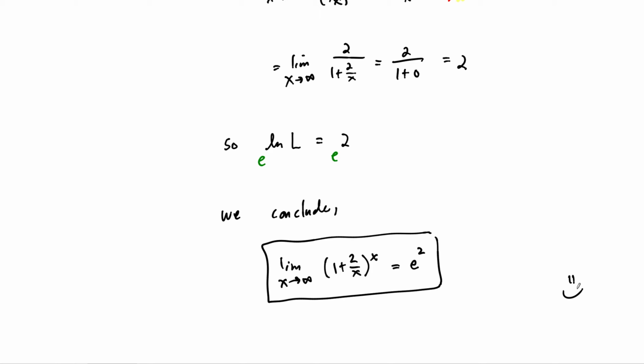All right, so there are 3 examples of how to use L'Hopital's rule to compute indeterminate forms. They all have similarities, but at the same time, they're a little bit different. So make sure you understand all 3 of them.